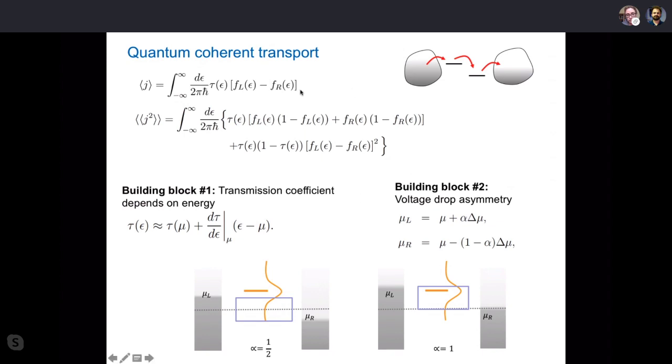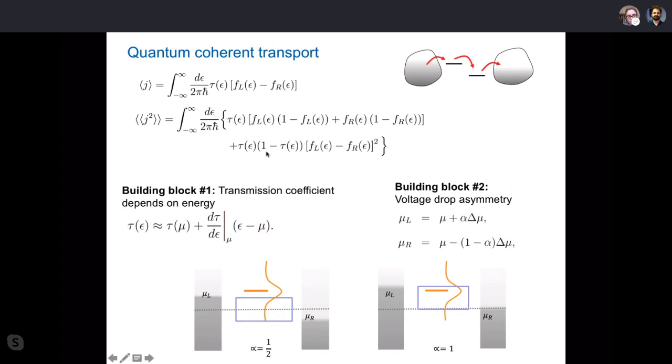So our model still assumes that we can use this picture of non-interacting coherent electrons. So here's the current and Landauer's formula and the noise, and I just want to apologize, I switched notation for the transmission probability from the big T to the small tau. And now there are two building blocks in our models. I will be very quick here.